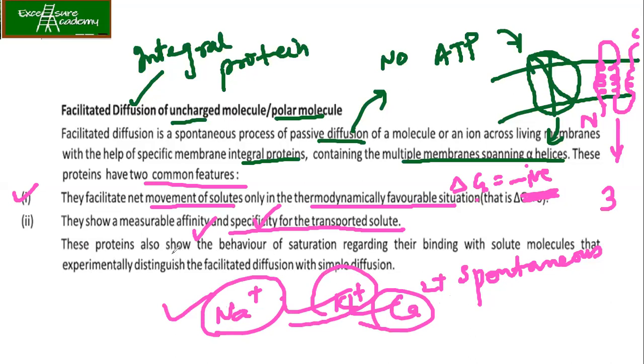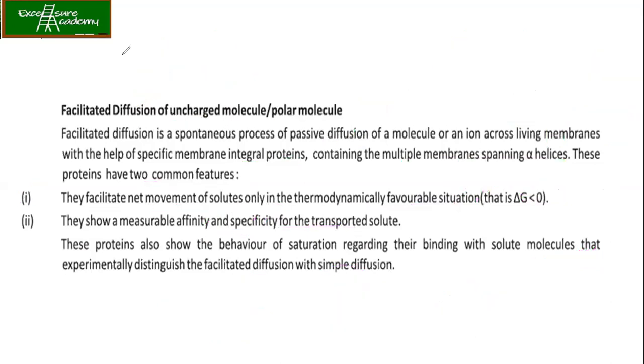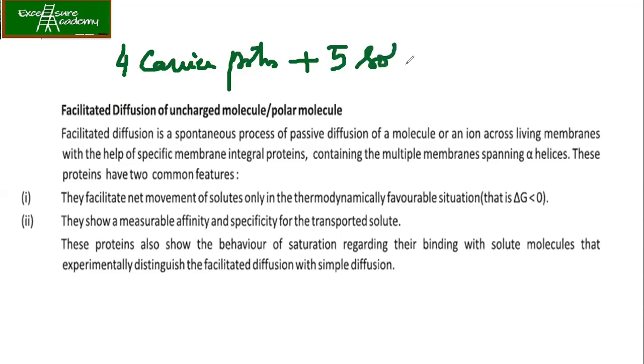Now, these proteins also show the behavior of saturation regarding their binding with solute molecules, which experimentally distinguishes facilitated diffusion from simple diffusion. So here what they are saying is that if suppose you have got 4 carrier proteins, okay, and you have got 5 solute molecules, how many will be passed through? 4 only, because it gets saturated. Okay, so how will the graph of this look?